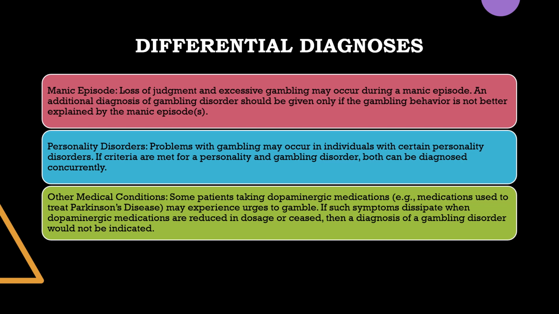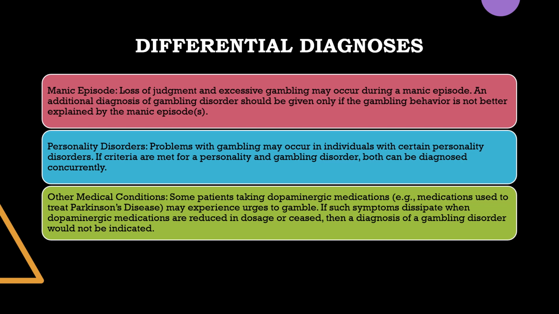So if you only see excessive gambling in this individual when they're in a manic episode, then it's likely contributed to by the manic episode versus being a gambling disorder. And that can be a bit confusing because, again, one of the specifiers for gambling disorder is episodic, and manic episodes are episodic. However, mania will have other symptoms as well. And so again, the gambling disorder only applies if it's not better explained by that manic episode.